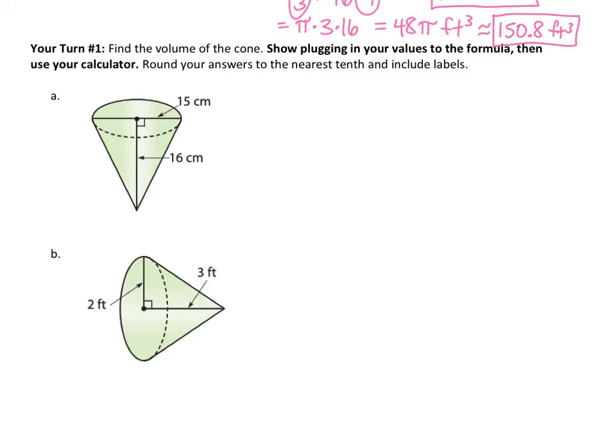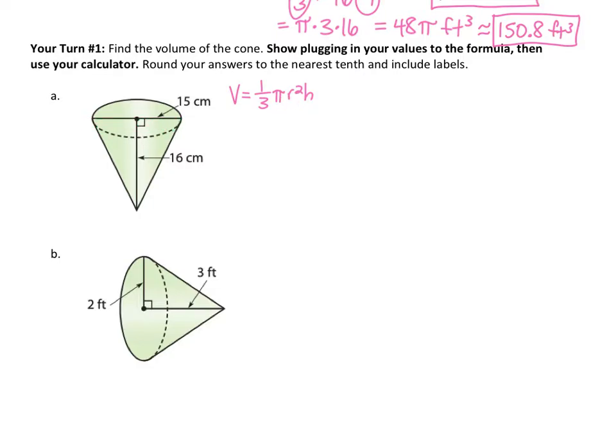For the your turns, we're going to do them exactly the same as we did example 1. So for part A, let's identify the pieces that we need. Writing down the formula first is always a good idea, especially when we have a lot of different formulas going around. So this is a cone, so 1/3 pi r squared h.